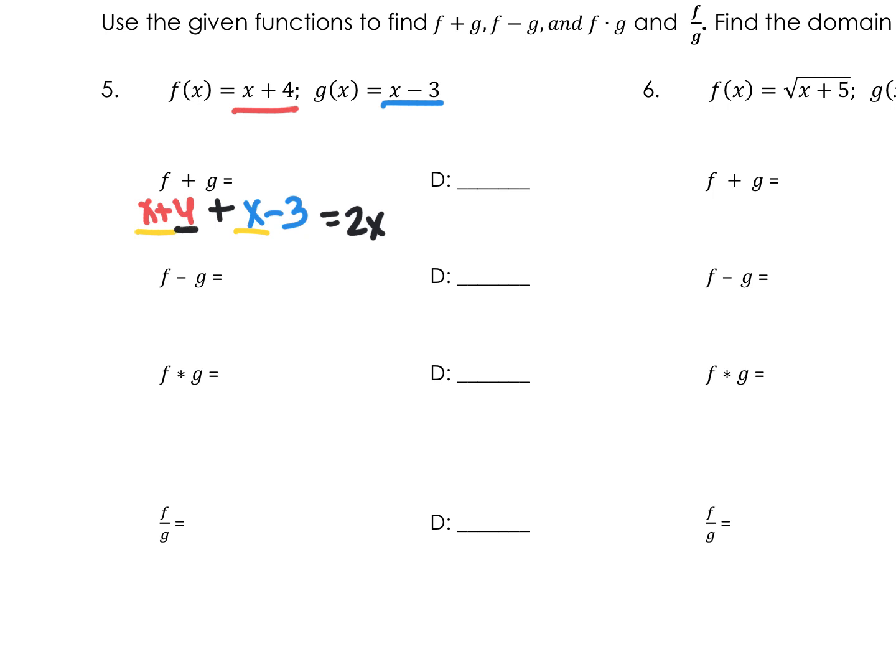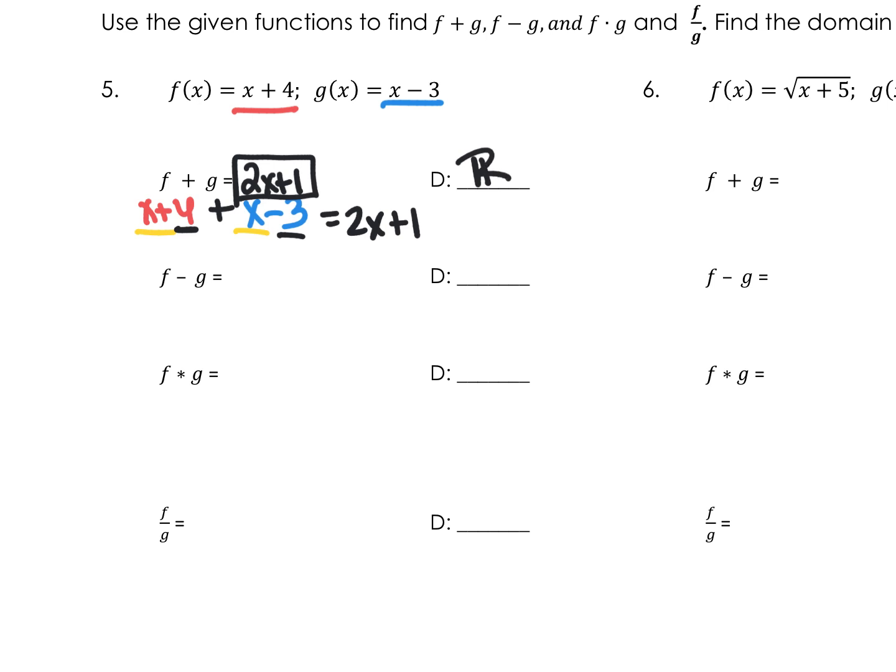And then we can combine the 4 and the minus 3. 4 plus negative 3, or 4 minus 3, is 1. So f plus g will be equal to 2x plus 1 once we simplify it. Now we need to find the domain of that. So this is f plus g, and then we need to find the domain of this. So if we want the domain of this, we need to look for denominators, square roots, or square roots in the denominator. We don't have any of those, so then the domain is just all real numbers.